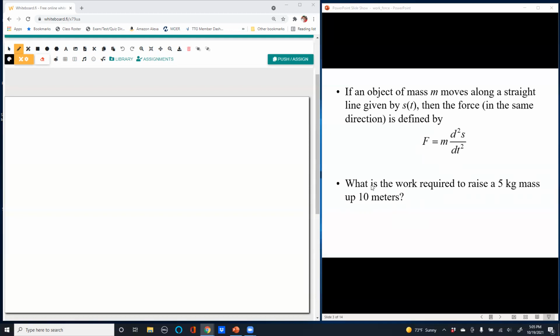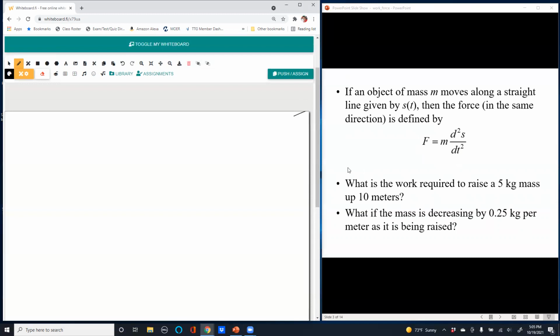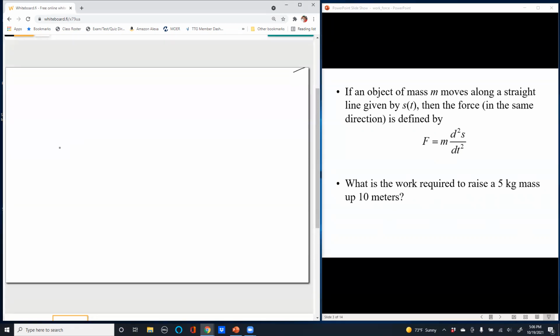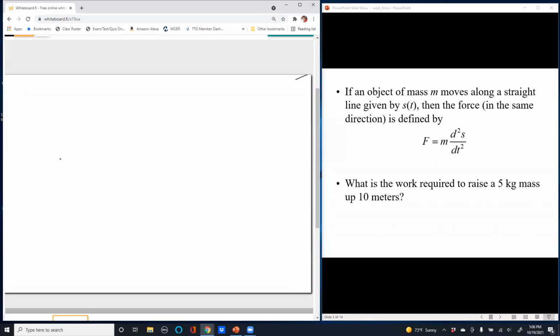So first thing I'm going to do is start with a very basic example that just gets us in this multiplicative state. So first off, if we wanted to know the work required to move a 5 kilogram mass up 10 meters, we actually don't need integration for this. And here's why. We're basically taking some 5 kilogram mass.